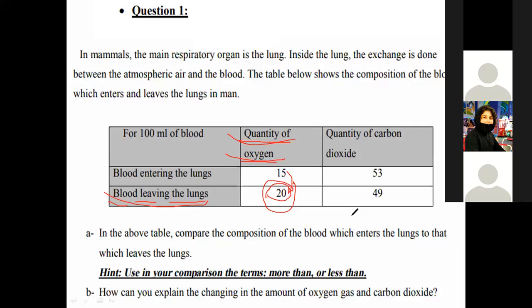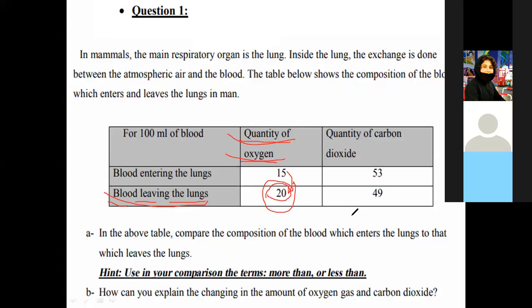Let's move to Adam. Adam, hi, can you compare the quantity of carbon dioxide in the blood entering and the blood leaving? The quantity of carbon dioxide entering the lungs is 53 milliliter, which is the quantity of carbon dioxide.